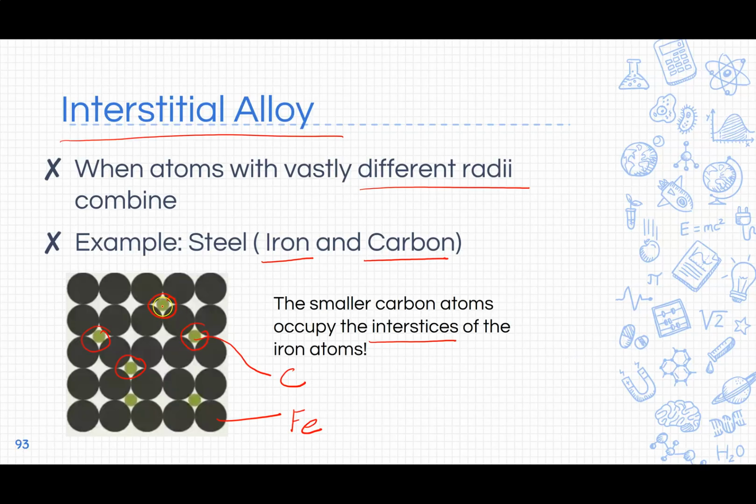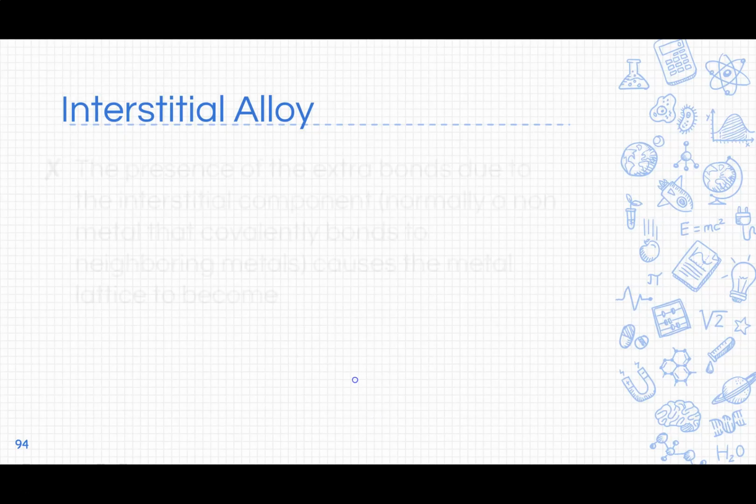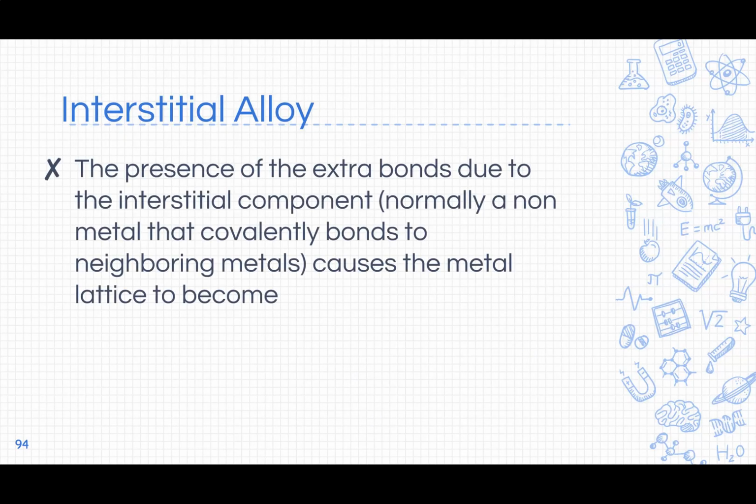I'll show you where those bonds are coming from, because this carbon is bonding here, and that's going to be covalent bonds, right? Because this is a non-metal and a metal. So there's going to be tons of extra covalent bonding here. And that extra covalent bonding causes the metal lattice to become harder, stronger, and less ductile.